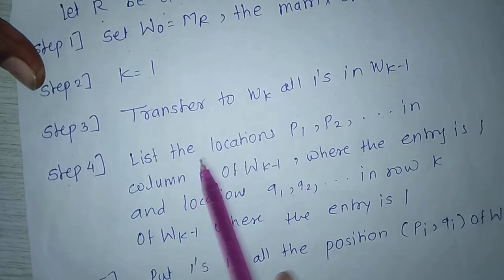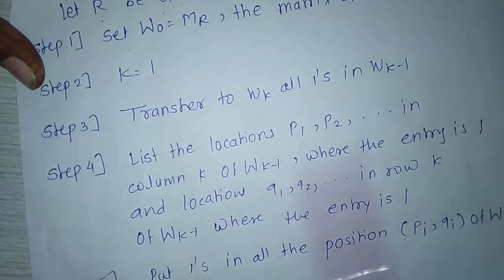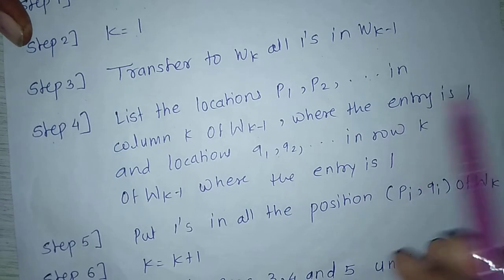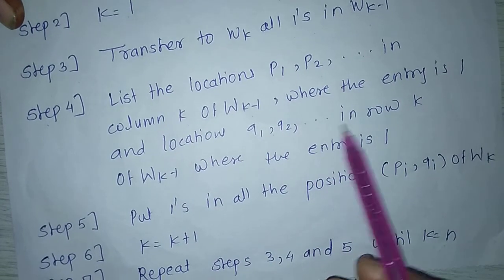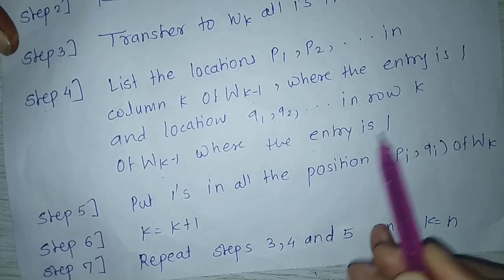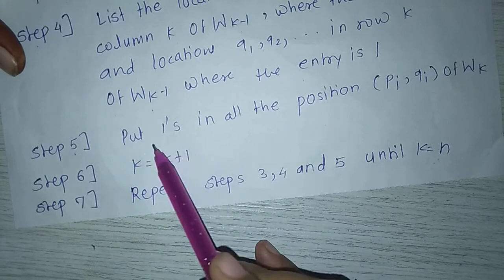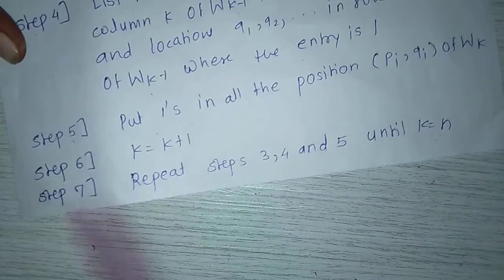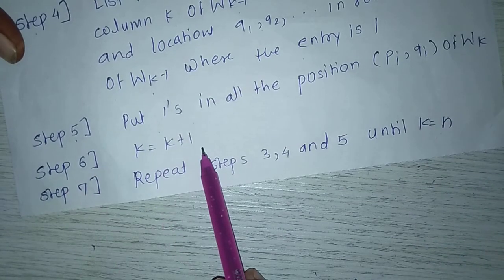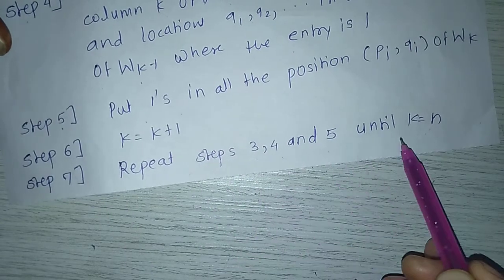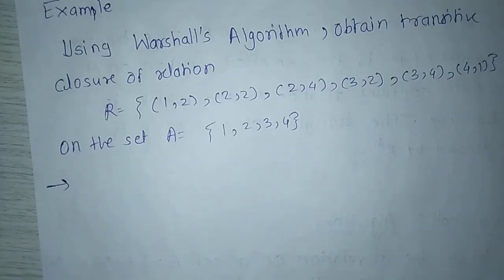Step 4, list the locations p1, p2 and so on in column k of Wk minus 1, where the entry is 1, and locations q1, q2 and so on in row k of Wk minus 1, where the entry is 1. Step 5, put 1s in all the positions (pi, qi) of Wk. Step 6, k equal to k plus 1. Step 7, repeat steps 3, 4 and 5 until k equal to n.